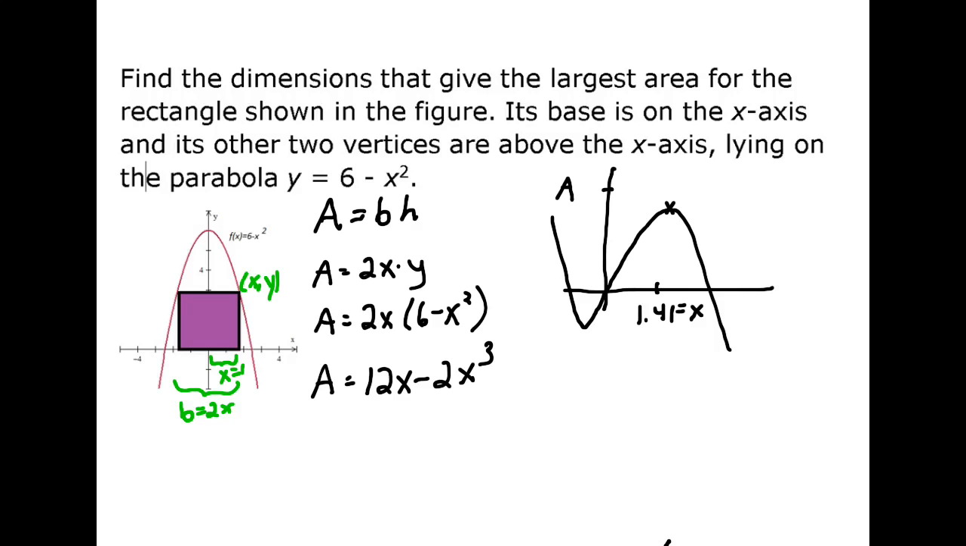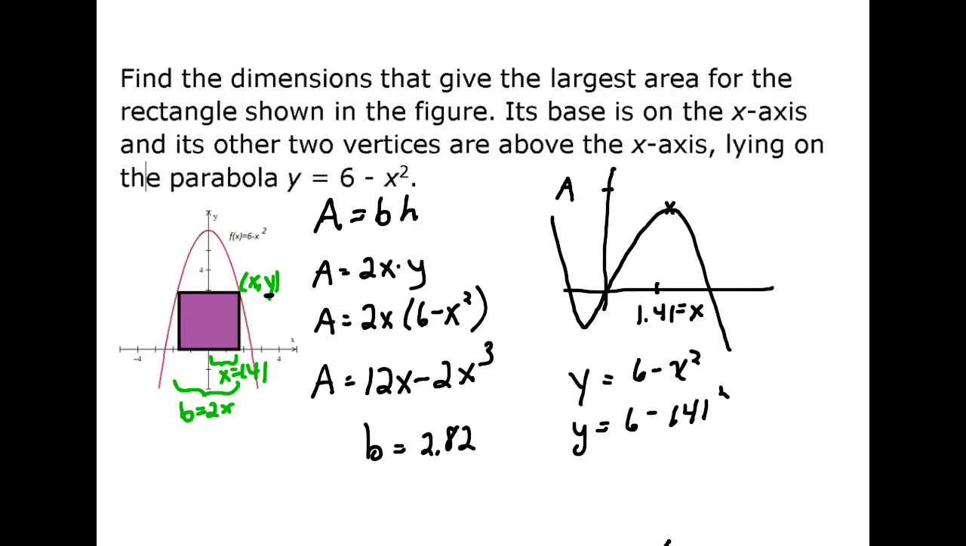So going back to our picture, what we want is the x here to be 1.41. So that means the whole base would be twice that. So b would equal 2.82. And then we want to see, well, what is the y value at that time? So the y value would be the vertical height. So the vertical height will be 6 minus x squared, or 6 minus 1.41 squared.